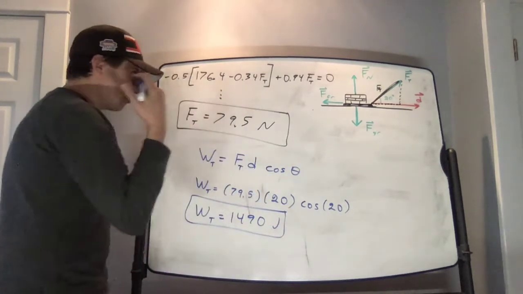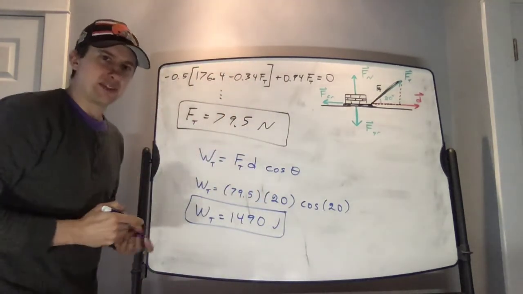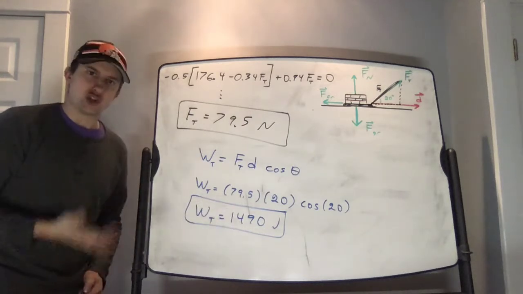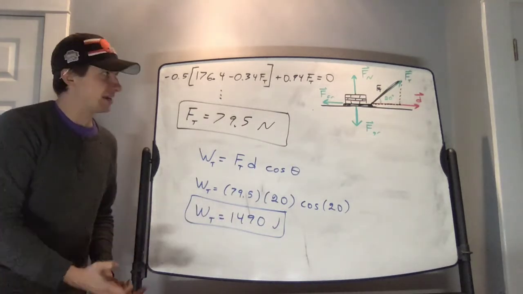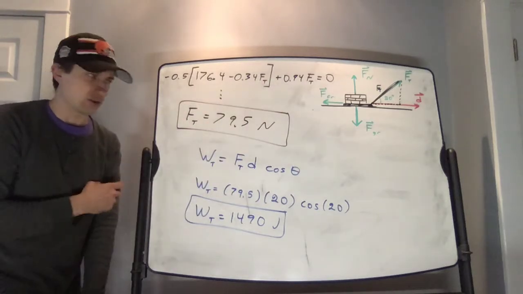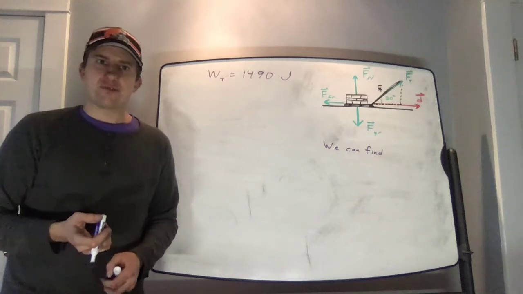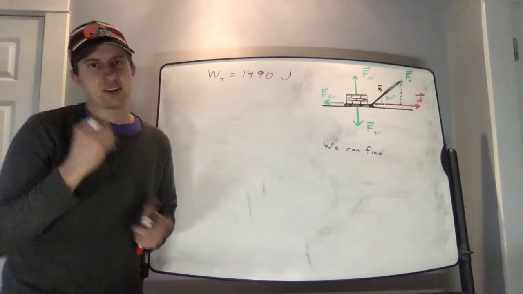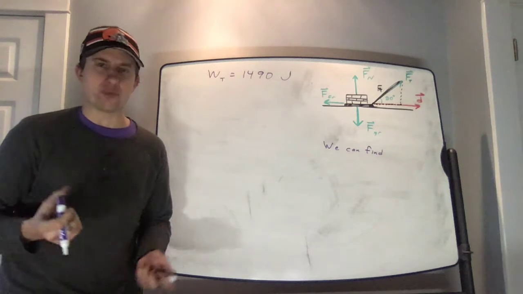So the pull of the rope, the force of tension, will give 1490 joules of energy to the sled when the sled is dragged for a distance of 20 meters. Part C of this problem asks us to find the work done on the sled by the force of friction when the sled is dragged through a displacement of 20 meters.